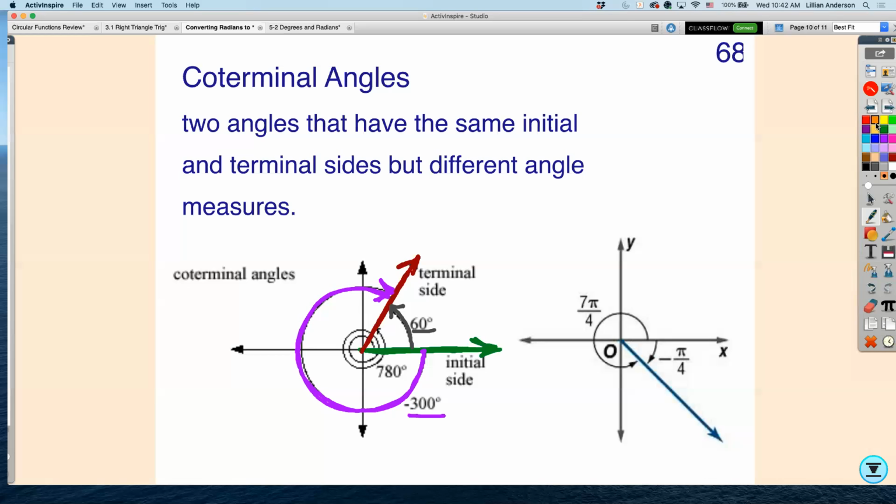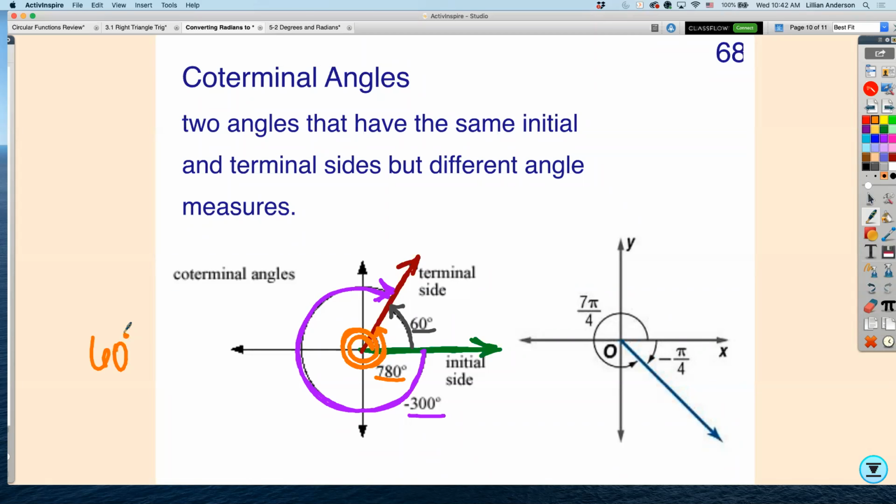I could also turn it multiple times passing the initial side. Okay. So if I start at the initial side and I go one time around, how many degrees is that? 360. But if I keep turning my terminal side again, that's another 360 degrees, which is how much? 720. So then if I end still back at my terminal side, I've gone 780 degrees because I've gone 360 twice, but I ended up at the same terminal side.